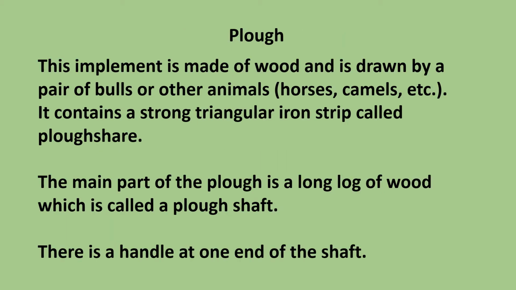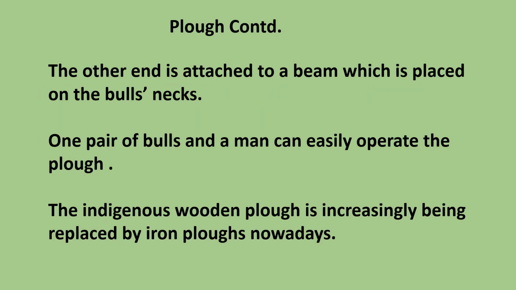The plow is an implement which is made up of wood and is drawn by a pair of bulls or other animals like horses, camels, etc. It contains a strong triangular iron strip called plowshare. The main part of the plow is a long log of wood which is called the plow shaft. There is a handle at one end of the shaft. The other end is attached to a beam which is placed on the bull's neck. One pair of bulls and a man can easily operate the plow. The indigenous wooden plow is increasingly being replaced by iron plows nowadays.